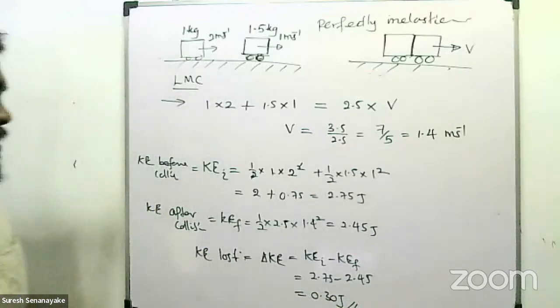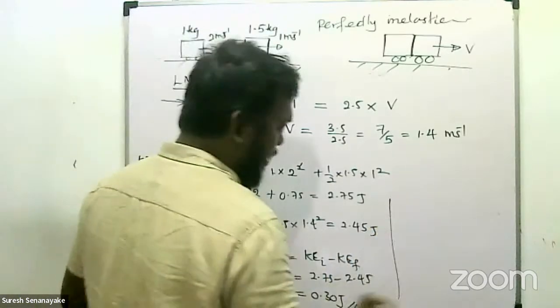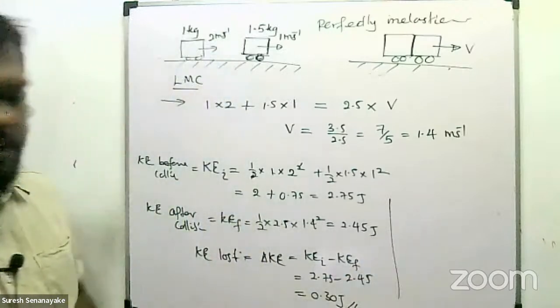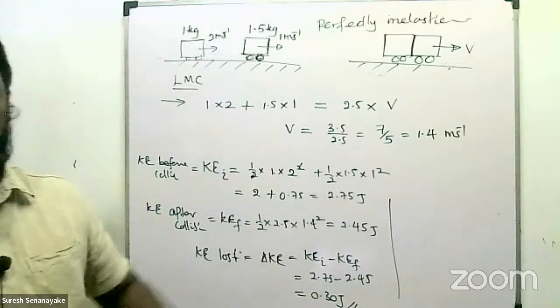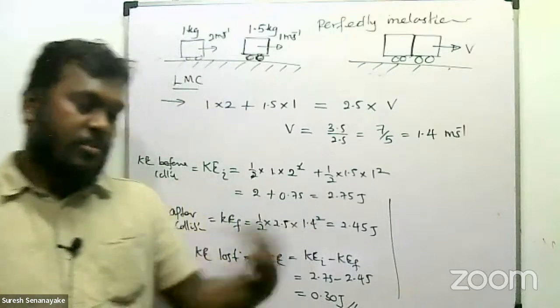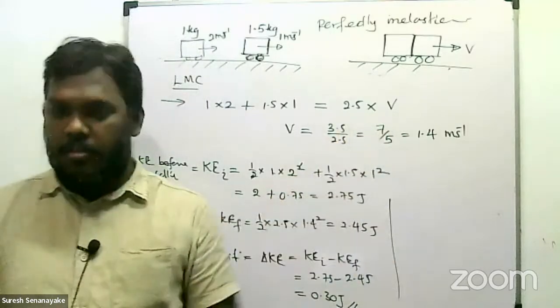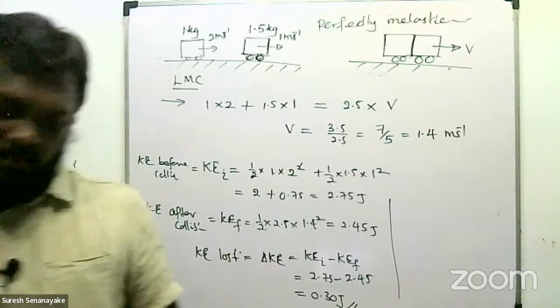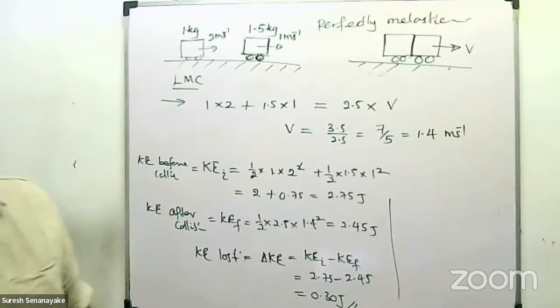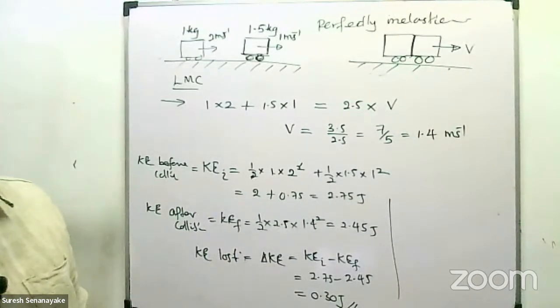So what happened to this energy? I need to explain this. This energy will convert to heat or sound, because when they collide, they can produce sound and also heat. So you can write there: this energy converts to heat and sound.